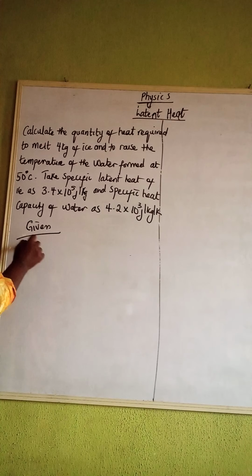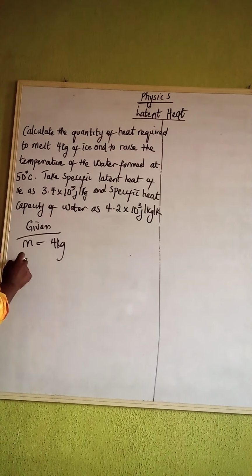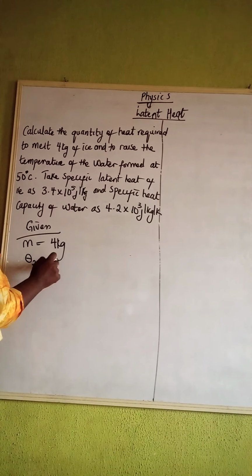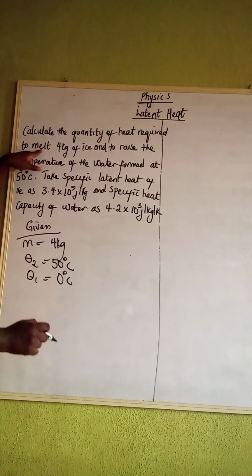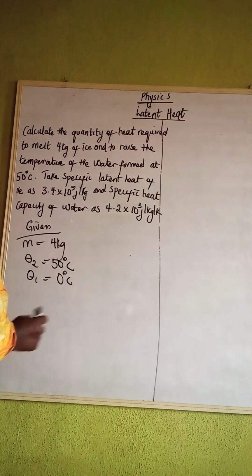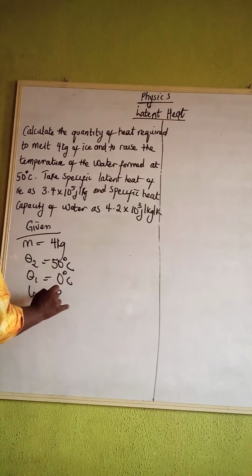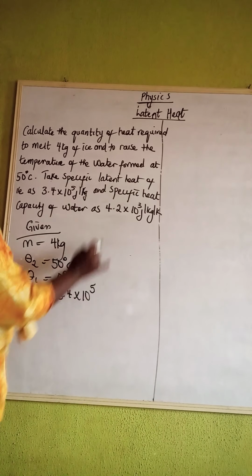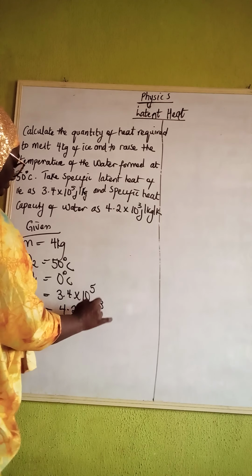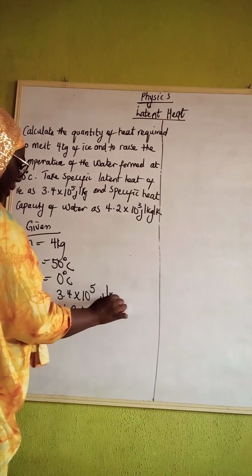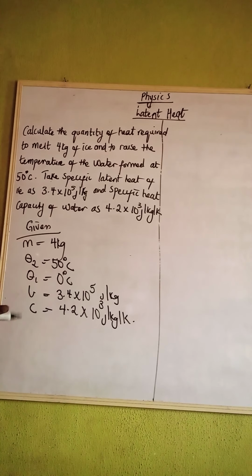We have our mass as 4 kilograms. When the water is formed, it was formed at a particular temperature. That temperature is the final, which is 50 degrees Celsius. The initial temperature will be the temperature of the ice, which is 0 degrees Celsius. Now, we are told to take the specific latent heat L as 3.4 times 10 raised to power 5, while the specific heat capacity C is 4.2 times 10 raised to power 3. Remember to put the unit, joules per kilogram per Kelvin. Is that understood?